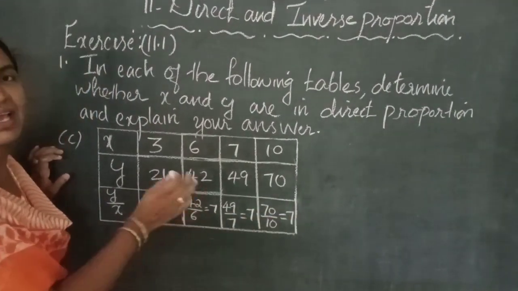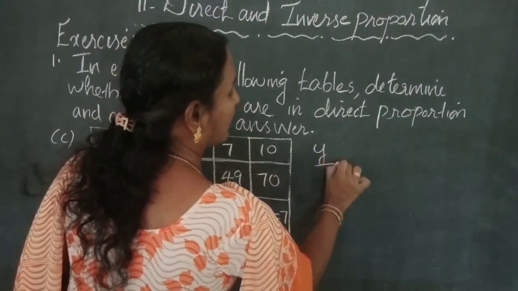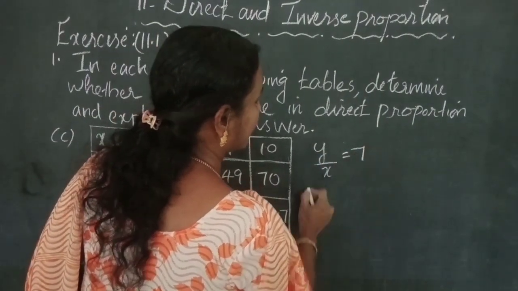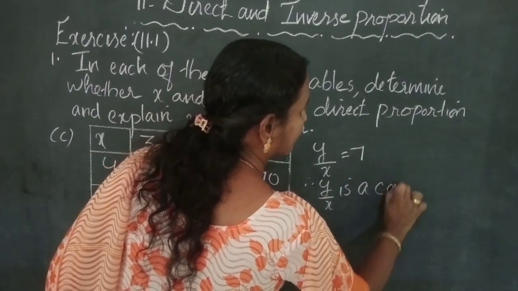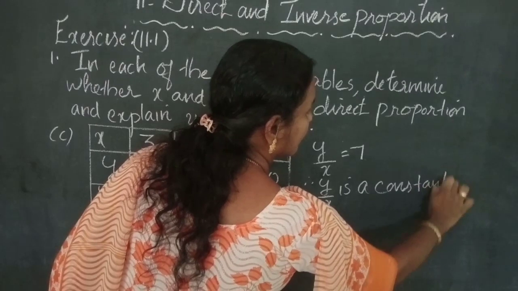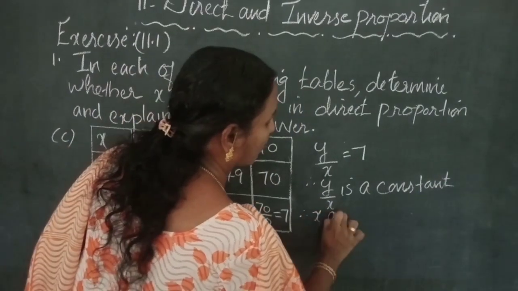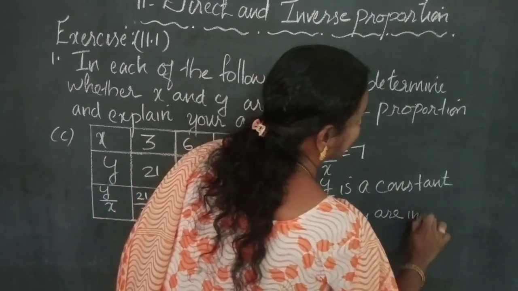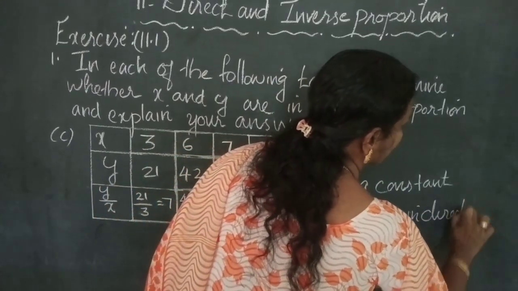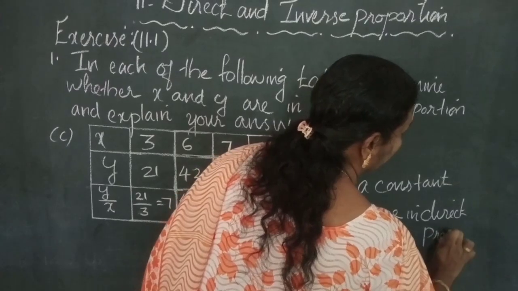So y by x is a constant. Y by x is equal to 7. Therefore y by x is a constant. Therefore x and y are in direct proportion.